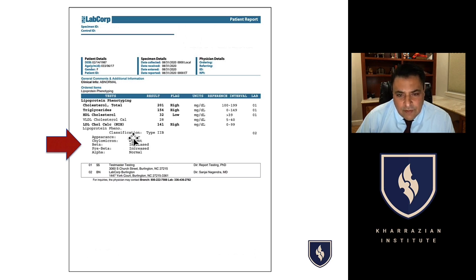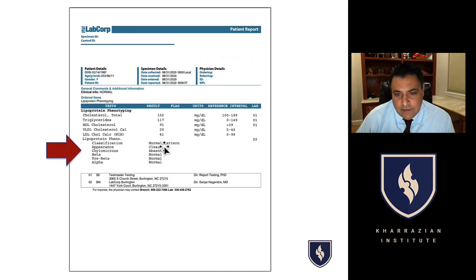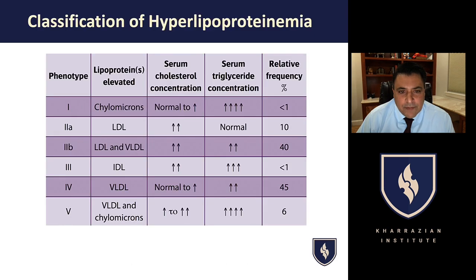And they'll just tell you the breakdowns, like beta subfractions and pre-beta were increased or decreased. You don't need to worry about that part of the interpretation. Just look to see what the classification type is. Here it's type 2B. The previous one, the classification was normal, meaning there was no type of hyperlipoproteinemia.